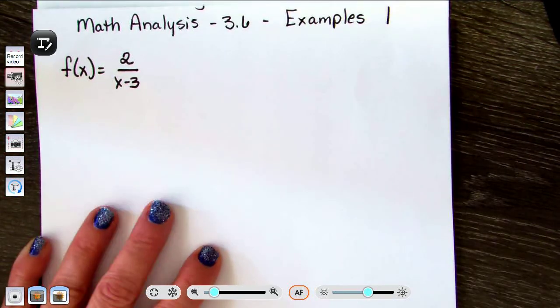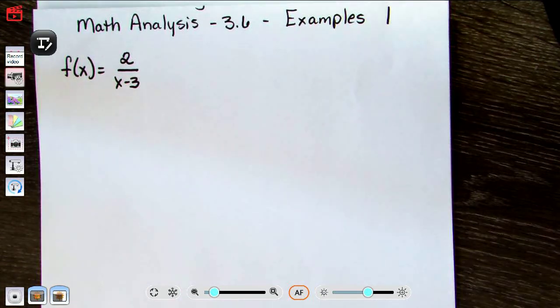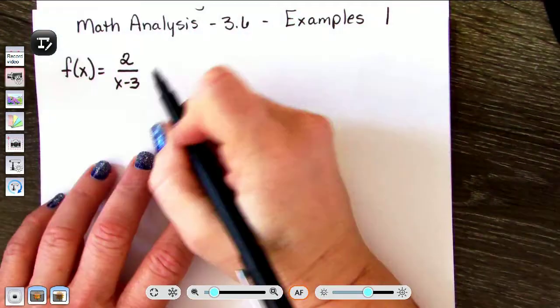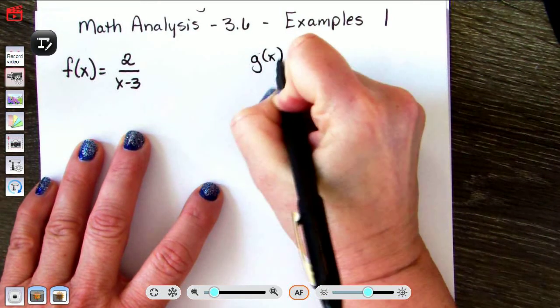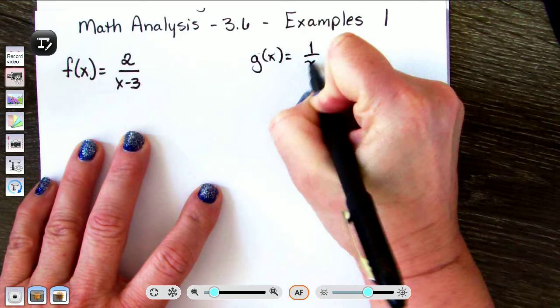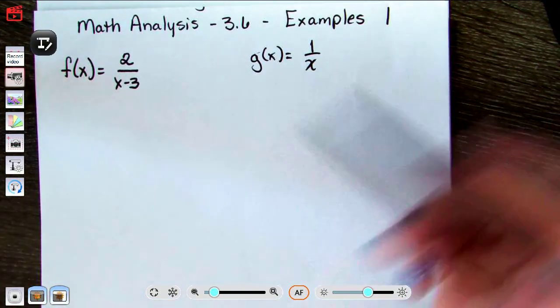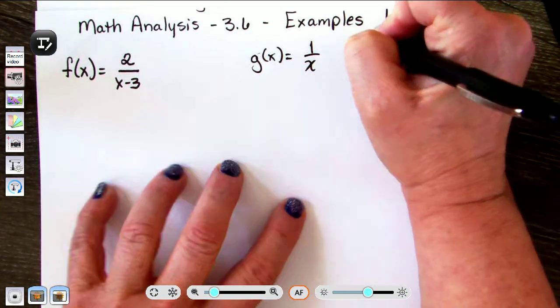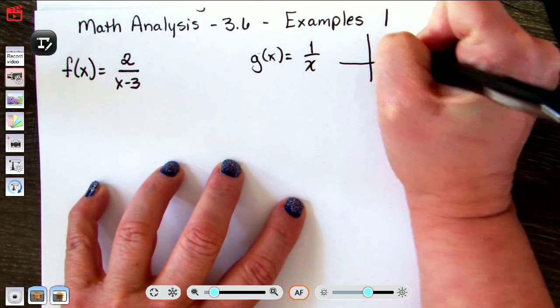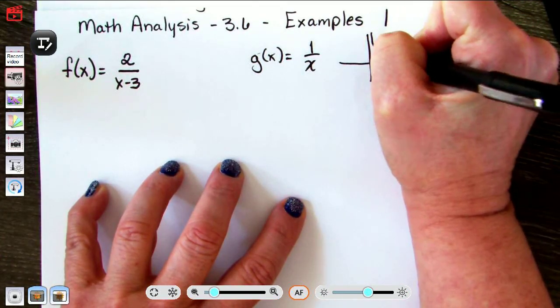So first of all, we're going to look at 2 over x minus 3. Now this one is very similar to this function. And this function we did look at in the first video. It was the one that looked like this, roughly speaking.